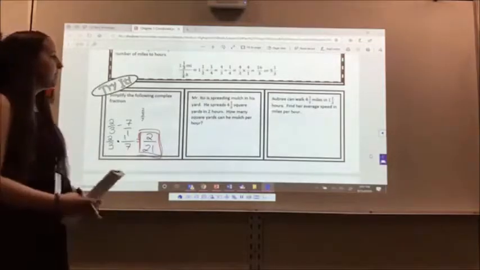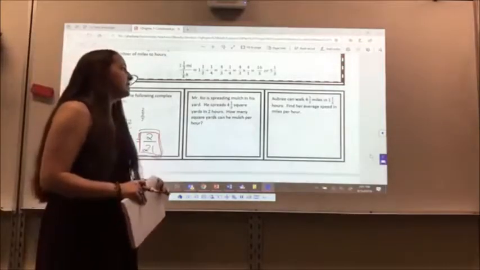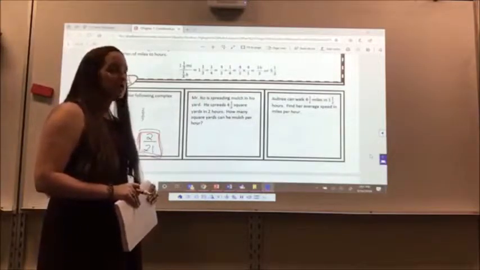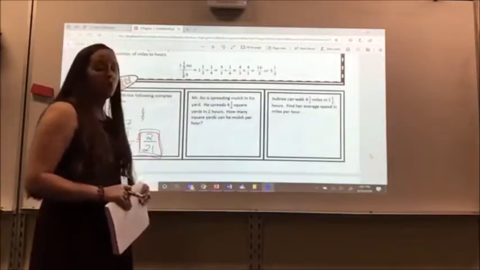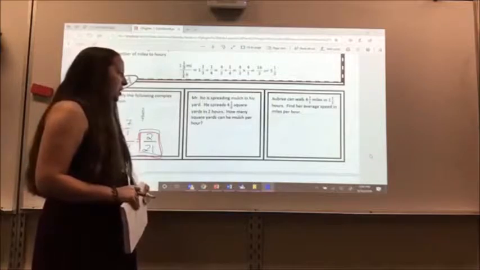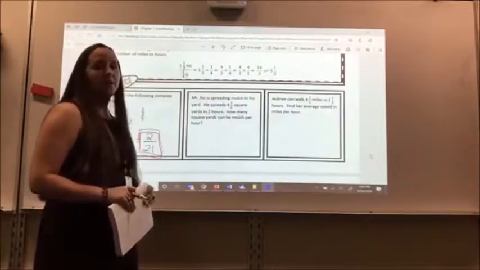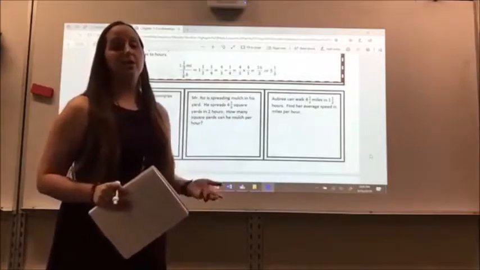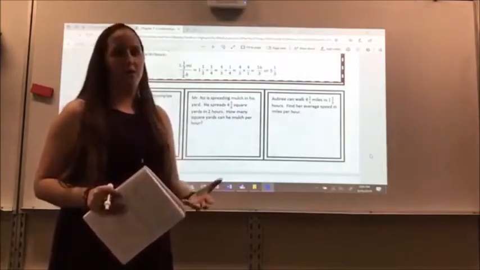Okay. My second problem says Mr. Ito is spreading mulch in his yard. He spreads 4 2/3 square yards in 2 hours. How many square yards can he mulch per hour? So I want to do a couple of different things here. Remember, last lesson we learned about simplifying, finding the unit rate.